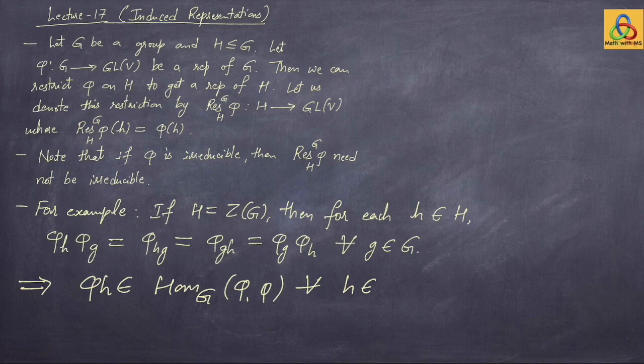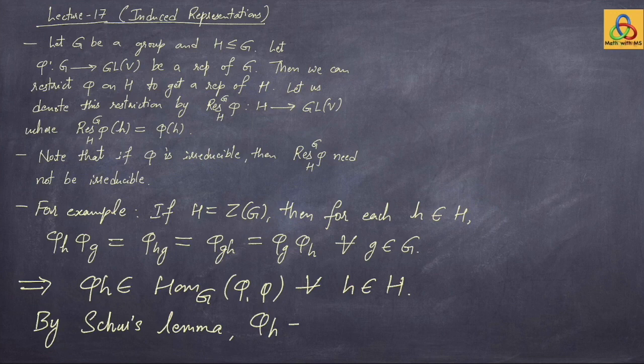So if phi is irreducible, by Schur's lemma, phi_h is a scalar multiple of the identity. We see that phi_h is just lambda_h times identity for some lambda_h, in fact in C star, because phi_h is invertible. So what does it mean? Therefore, if you apply phi_h on any vector of your underlying representation space, it is just a scalar multiple of that vector.